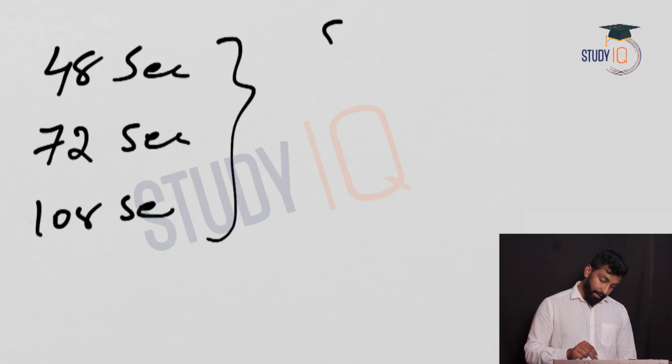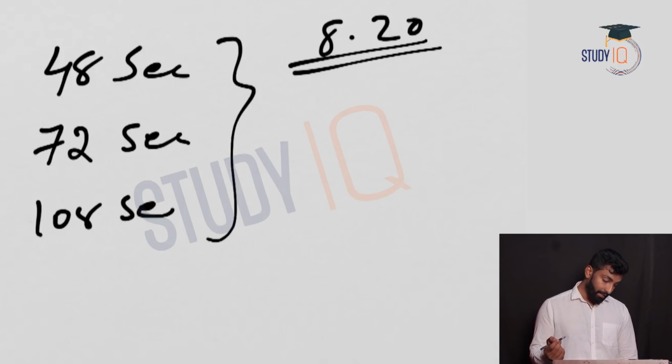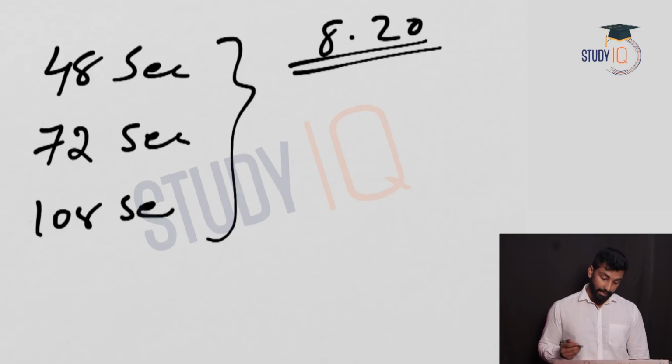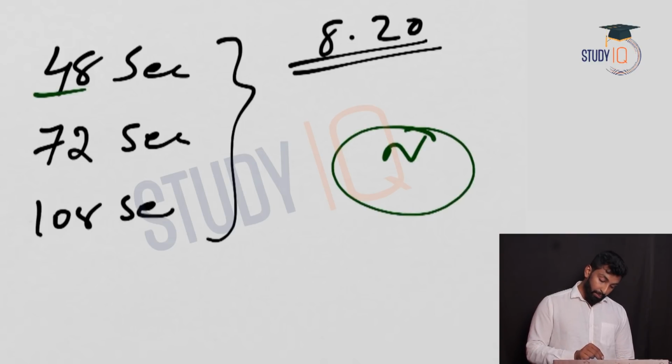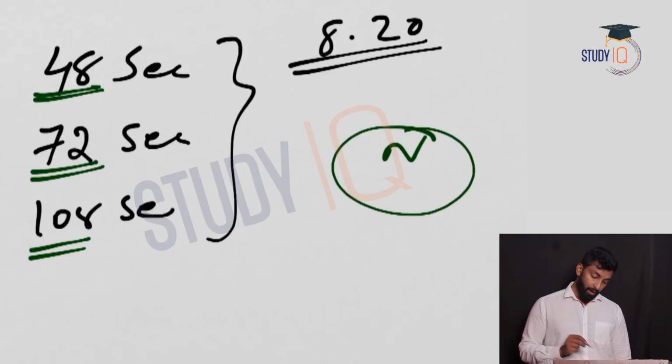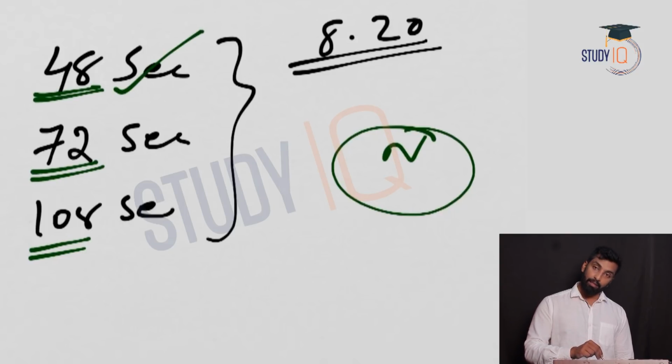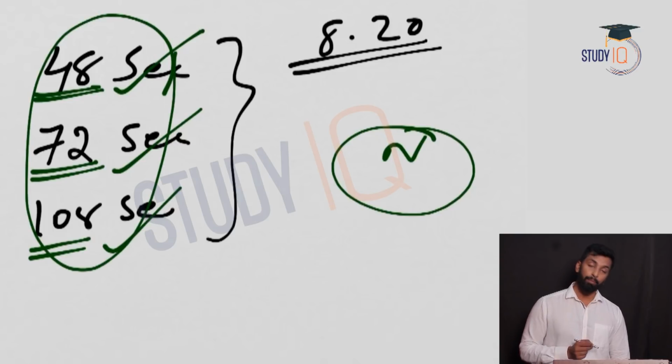So at 8:20 they all change simultaneously. Now we need to see the next time when they all will change again, right? That means I am looking for a number which is divisible by 48, divisible by 72, divisible by 108. Why? Because if it is divisible by 48, then only this light will come. If it is divisible by 72, then only the second will come. If it is divisible by 108, then only the third will come. So the number which I am looking for is a multiple of all the 3.